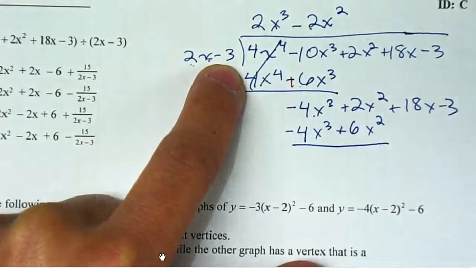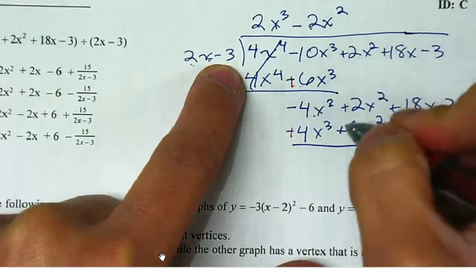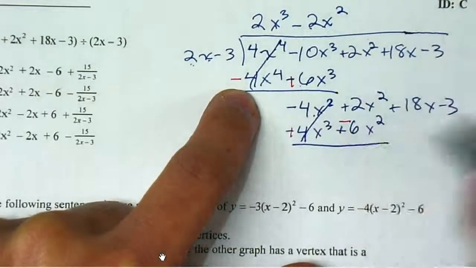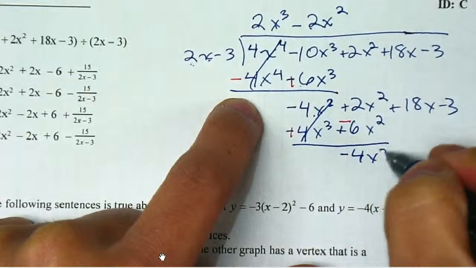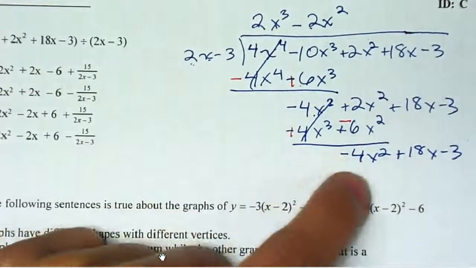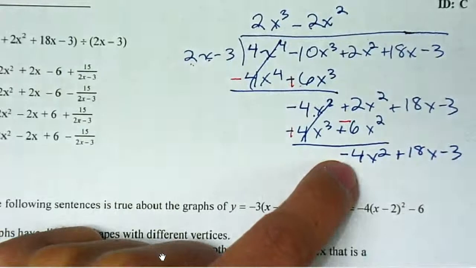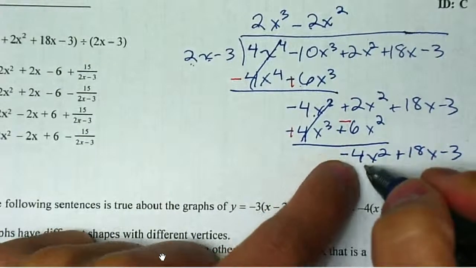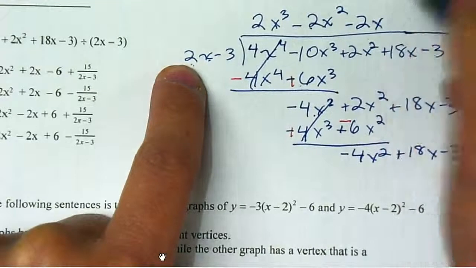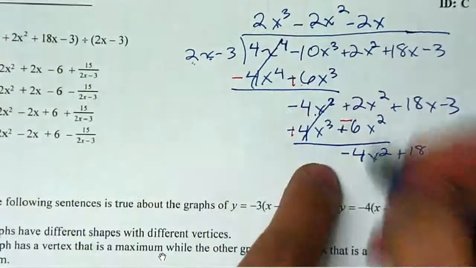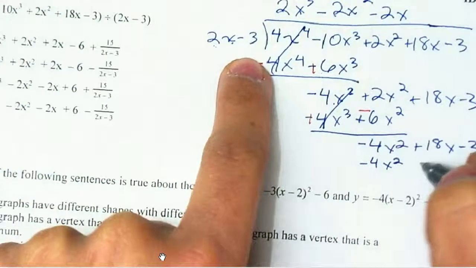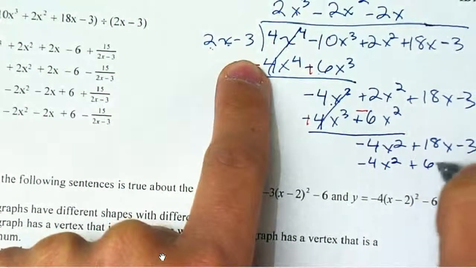And then I switch both signs and add straight down. So these cancel out. And I'm left with negative 4x squared, and these come down also since there's nothing to add to them. And then we do the next front, which is now negative 4x squared. So dividing the fronts, negative 4 divided by 2 is negative 2x. Negative 2 times 2 is negative 4x squared. Negative 2 times negative 3 is positive 6x.